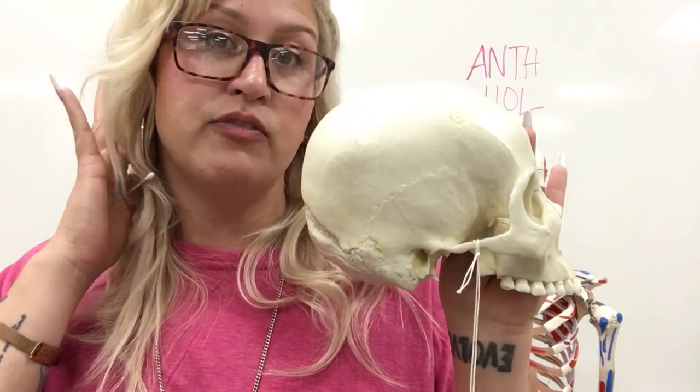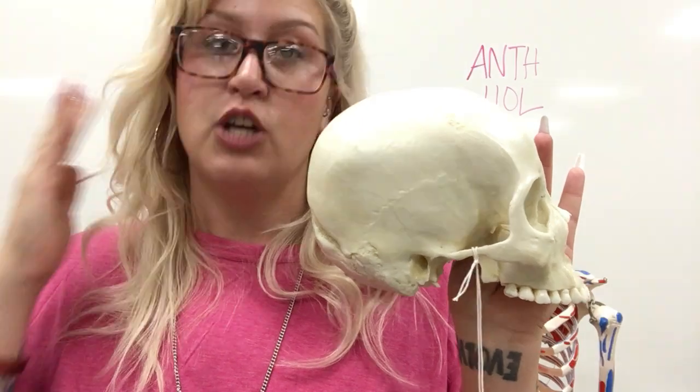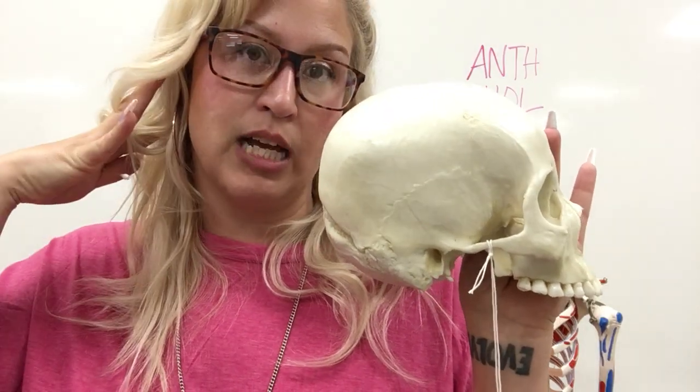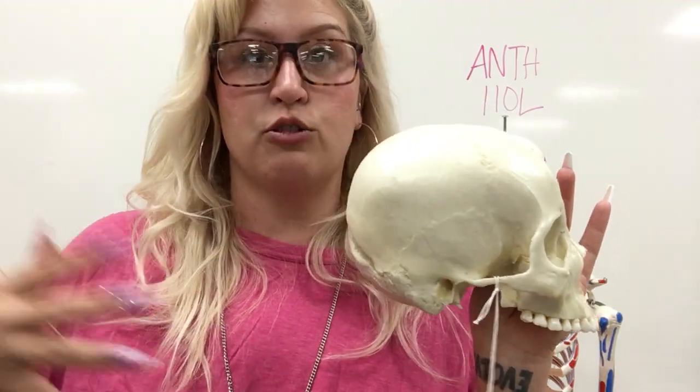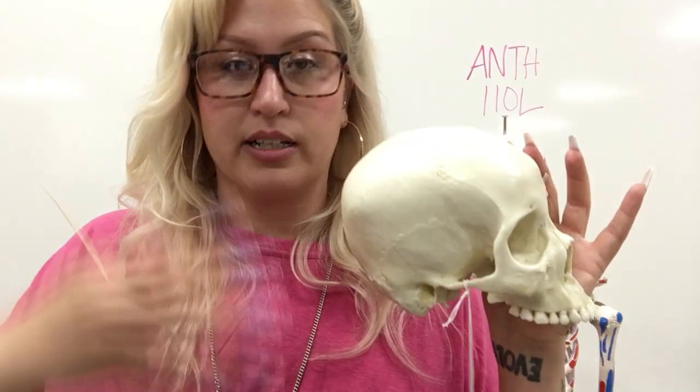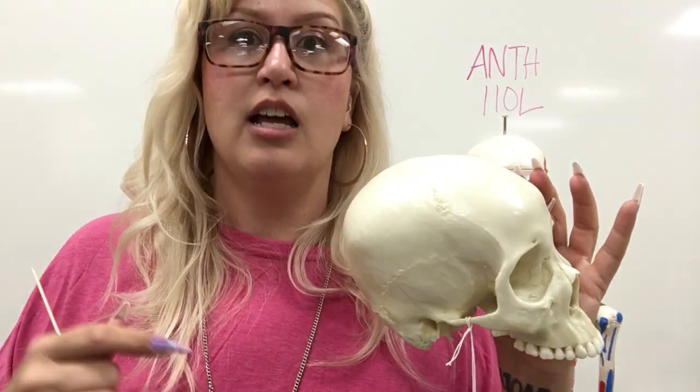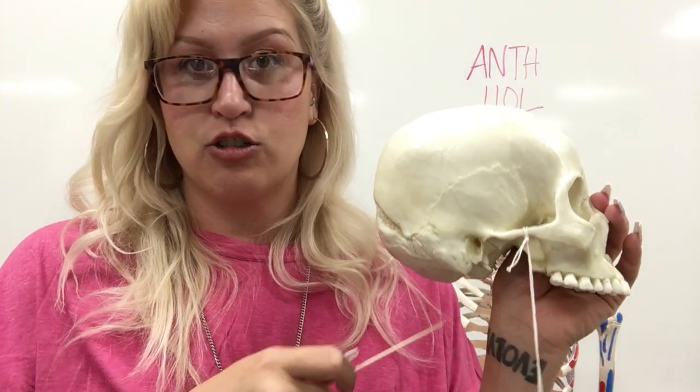So this area, you can feel this on yourself, right behind your ear. You have a lot of muscles from your neck that come up and attach to this. So males who have a larger muscle complex in their head and neck, the areas of the bone where the larger muscles attach will also be larger. We'll come back to this feature when we talk about sex determination, but that's the mastoid process.